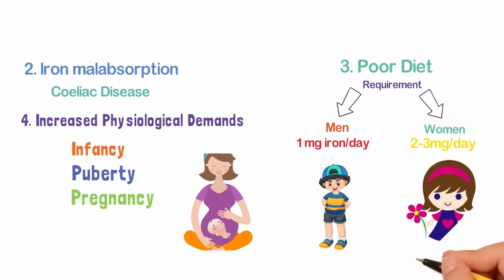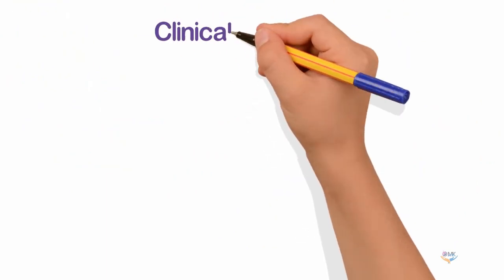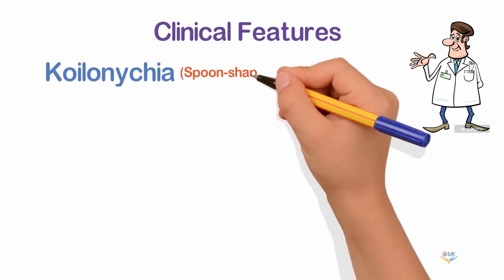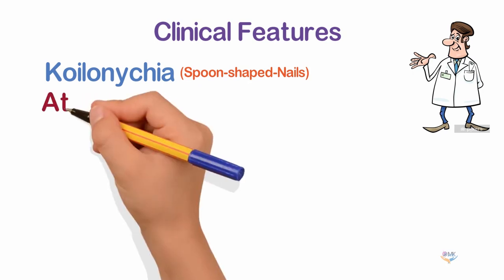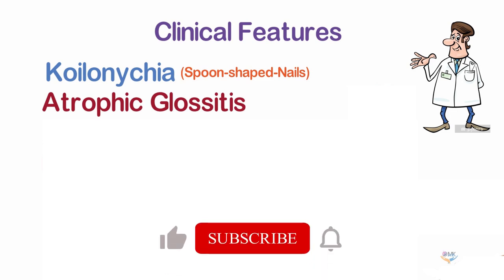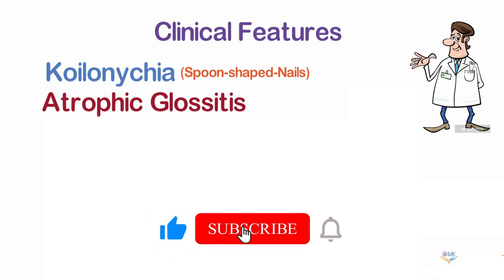Coming towards the clinical features specific to iron deficiency anemia. Patients of iron deficiency anemia present with koilonychia, that is, spoon-shaped nails. Atrophic glossitis is a condition characterized by a smooth glossy tongue that is often tender or painful, caused by complete atrophy of the lingual papillae.